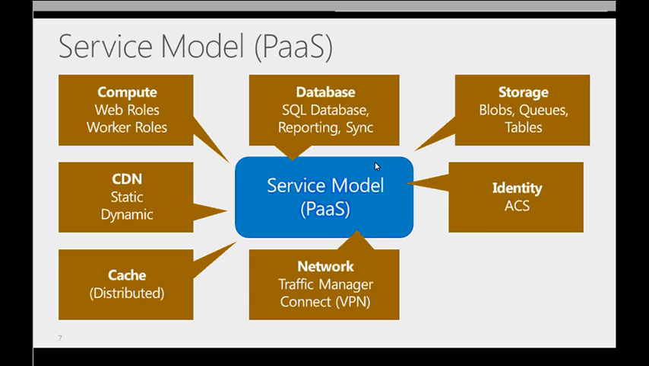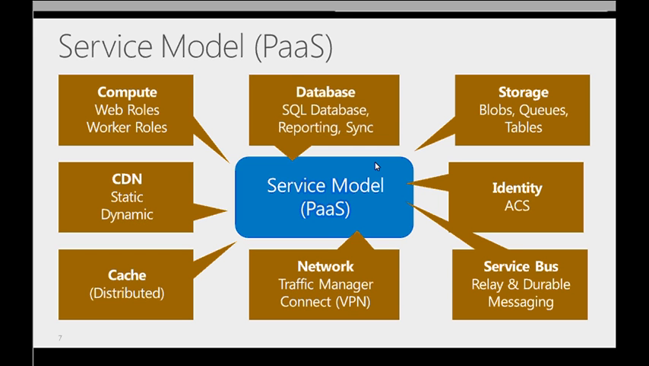And Service Bus, giving us enterprise availability for relay and durable messaging. So giving us standard queuing mechanisms, a little more advanced queue than we have with Windows Azure storage queues, and also a way that we can do a pub/sub type of model with those as well, and just general relay messaging, a way to get past network NATs and firewalls and stuff that might be a little more difficult to work with without this technology.